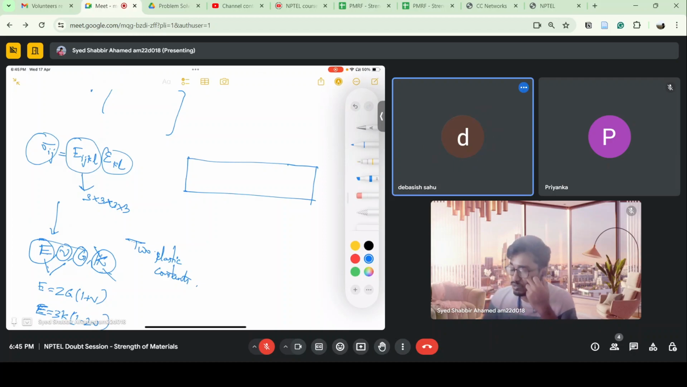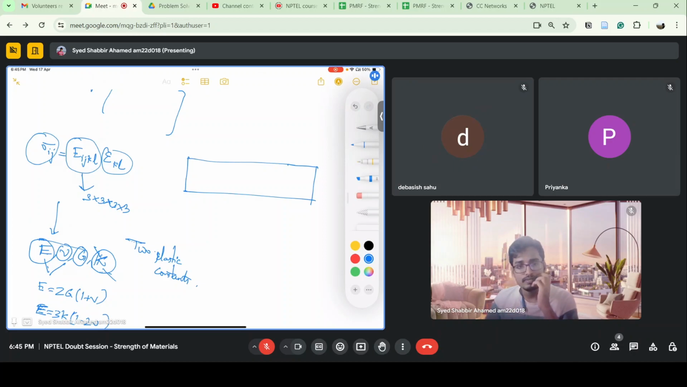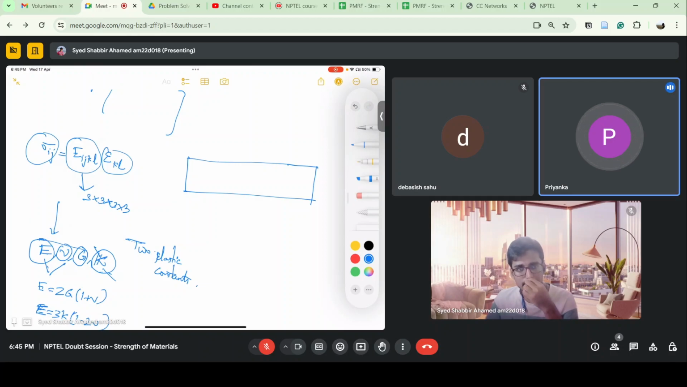Okay. Priyanka, do you want to say? Isotropic means along any direction the property will remain the same at a point. I think it will differ from point to point, but at a point, in any direction it will be the same. That is isotropic. And I think homogeneous means at each point the properties remain the same. Yeah, you are right.